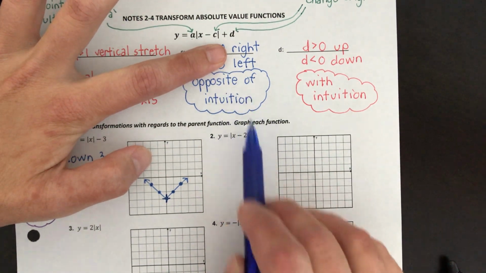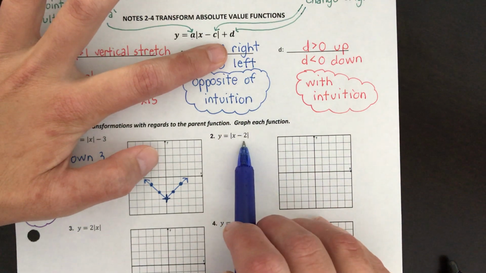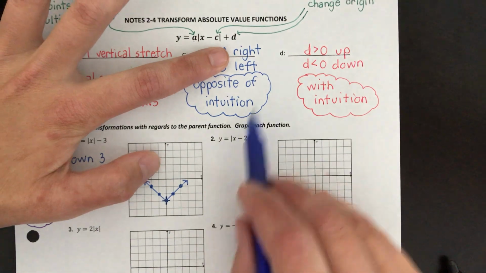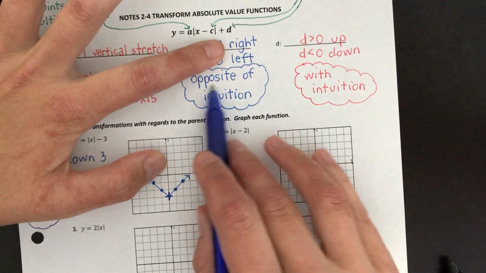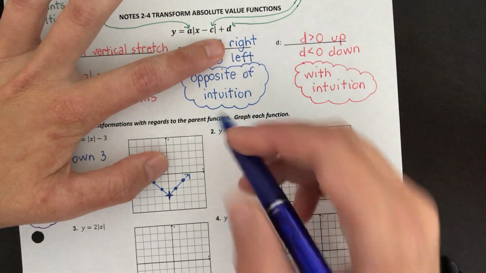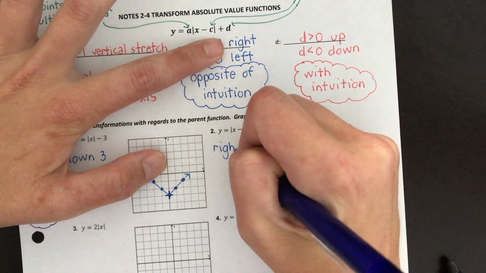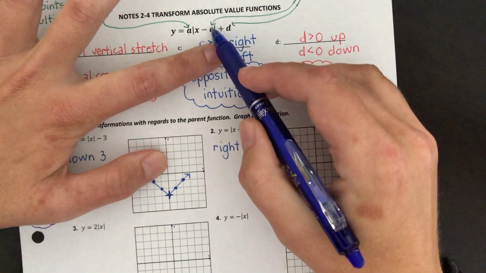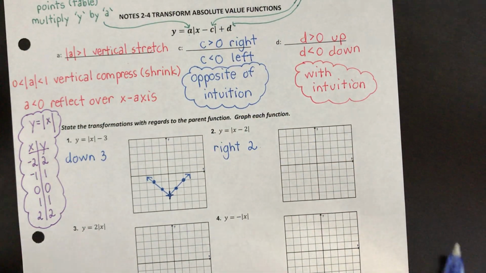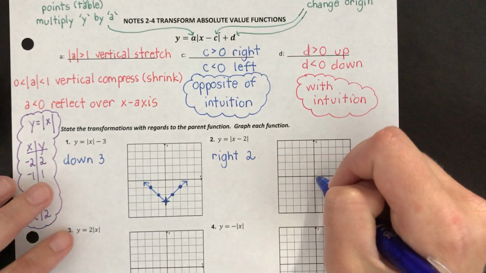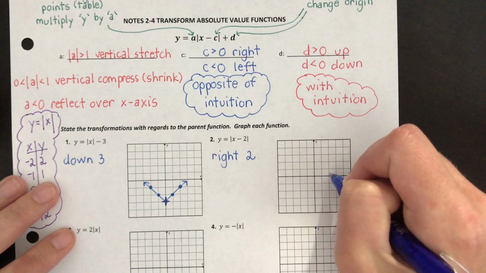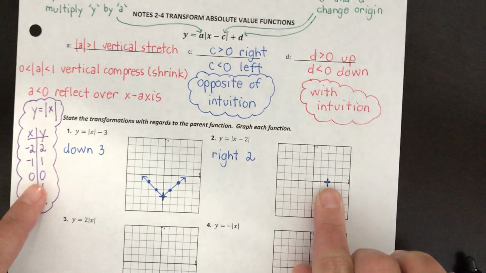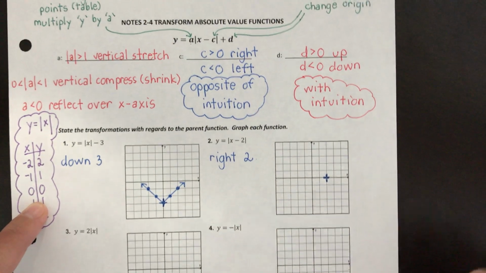So this acts opposite of our intuition. So me personally, if I know my choices are either right or left, I'm thinking minus means left, but it's opposite of what you think. So this actually moves right 2. Okay, so this guy moves opposite of what you think. It's the C value, so it moves right 2. Okay, so I'm literally, like I did before, going to pick up the origin and go right 2. Okay, there's my new origin, and from there, I'm going to plot my original x's and y's.